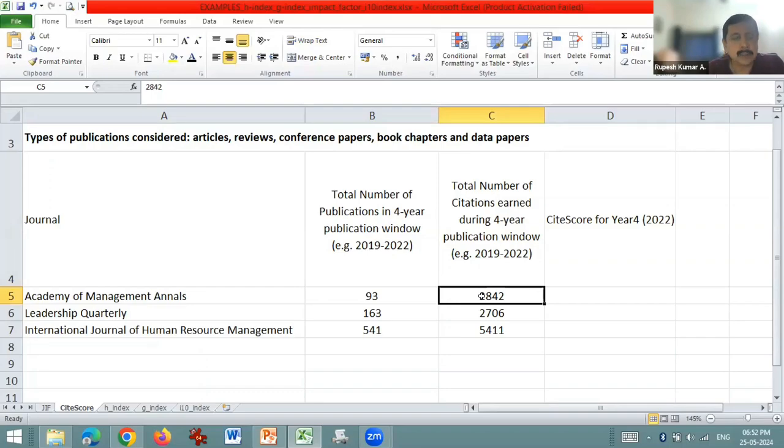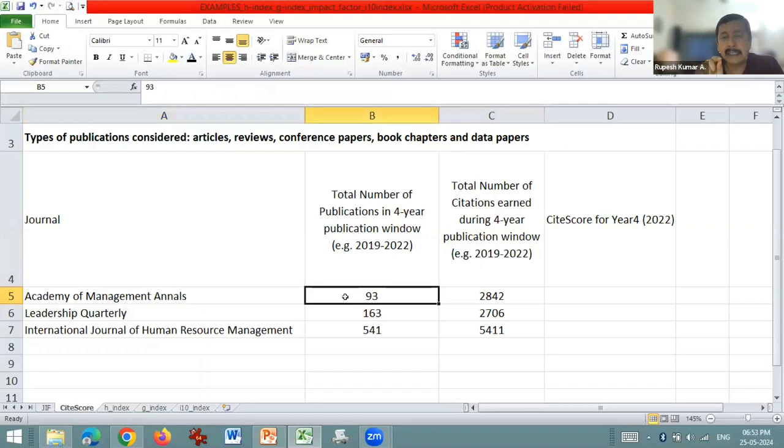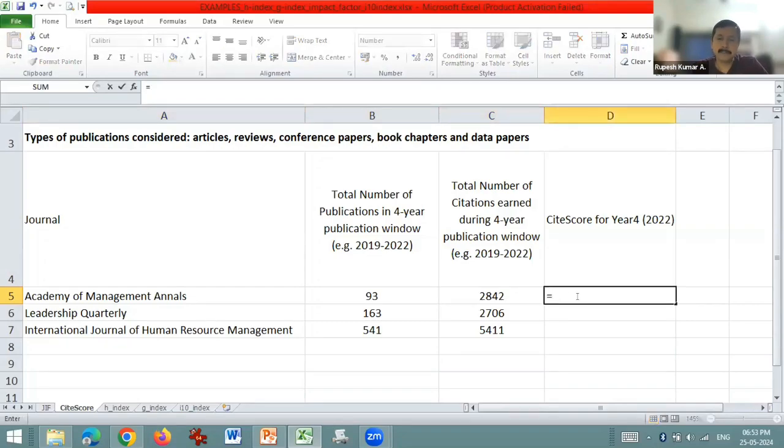4 years. So to give you an example, here is Academy of Management Annals, a very reputed journal in the field of management. It has made 93 publications in various issues during the previous 4 years. And the total number of citations earned by these 93 publications is 2,842. So we'll calculate site score for the year 2022 by dividing the total number of citations by the total number of articles. So we get 30.6. This is a 4-year average.